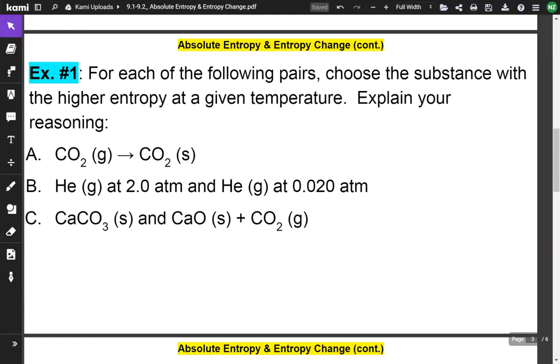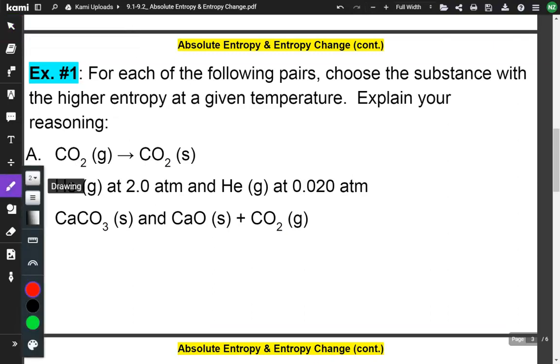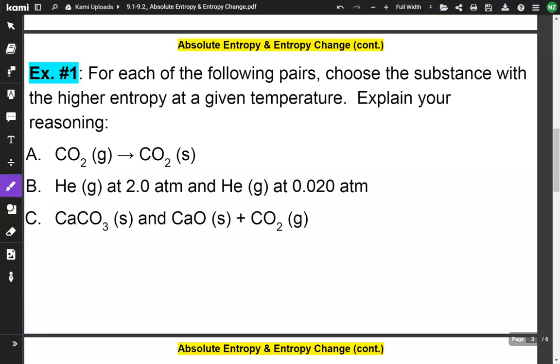So our first example says, for each of the following pairs, choose the substance with the higher entropy at a given temperature, and then explain your reasoning. For the first one, we have CO2 as a gas, and then CO2 as a solid. And it's asking again, which one has a higher entropy?